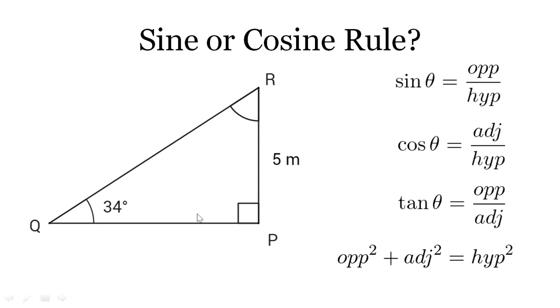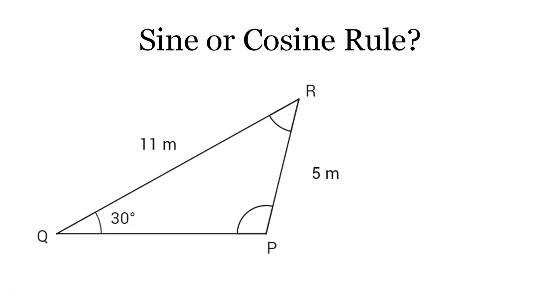In the question that I've set myself here, I've got the opposite side to the angle 34. If I wanted to find QR, I could use sine, which is opposite over hypotenuse, or if I wanted to find the adjacent side QP, I could use tan.